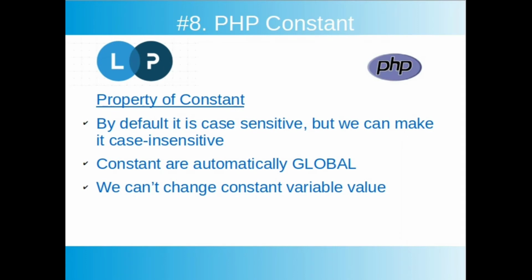Now the properties of a constant. By default it is case sensitive, but we can make it case insensitive. When we see the define function, there are three parameters and the last parameter is optional. By default PHP treats that parameter as false, meaning case sensitive, but we can make it case insensitive by setting the third parameter to true. Constants are global by default, so we can use the constant from any other place in our project. We cannot change a constant from any other place.